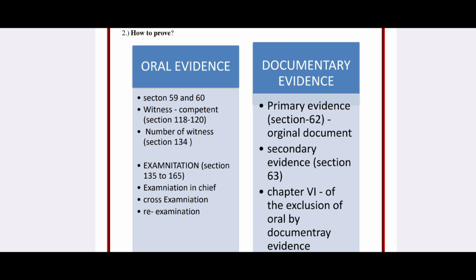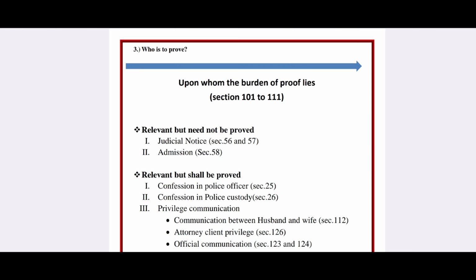Then comes documentary evidence. There are two kinds of documentary evidence: primary evidence and secondary evidence. Primary evidence means the original document you produce before the court. That is dealt with under section 62 of the Act. Secondary evidence means duplicate copies. There is also one cardinal principle, dealt with under chapter 6: the exclusion of oral evidence by documentary evidence. If there is a conflict between oral evidence and documentary evidence, the documentary evidence prevails. Then, who is to prove?